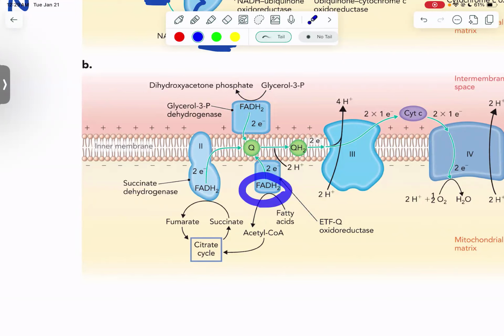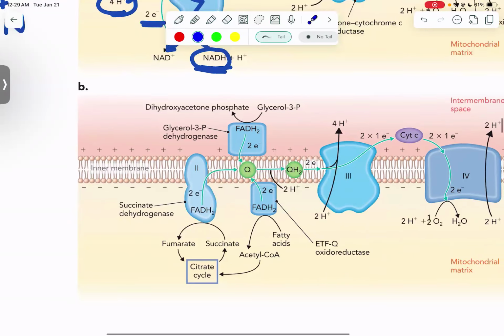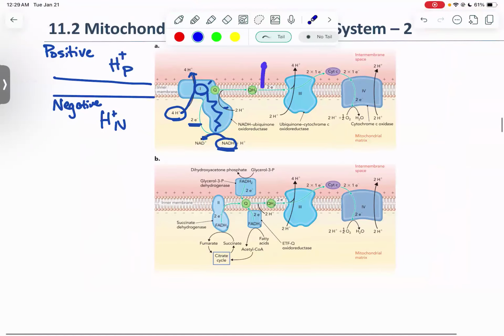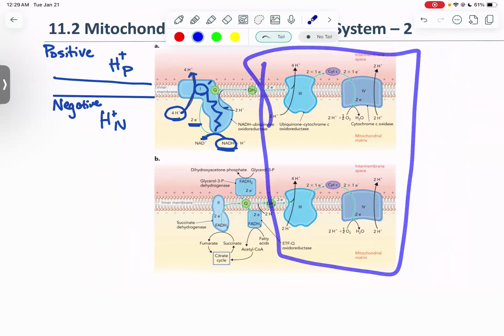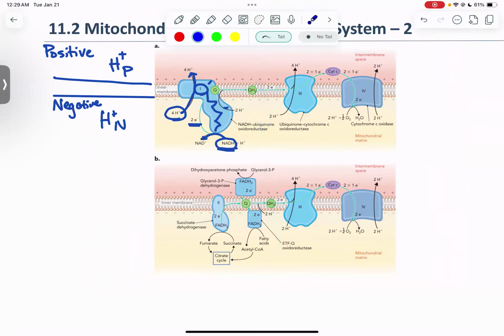So what do you notice that's common about all 3 of these? The electrons are coming from FADH2. They can get picked up by Q. So regardless of where the electrons came from, we convert Q to QH2. So QH2 goes to complex 3. And if you look, everything here is the same. So once you get to that point, the rest is the same.